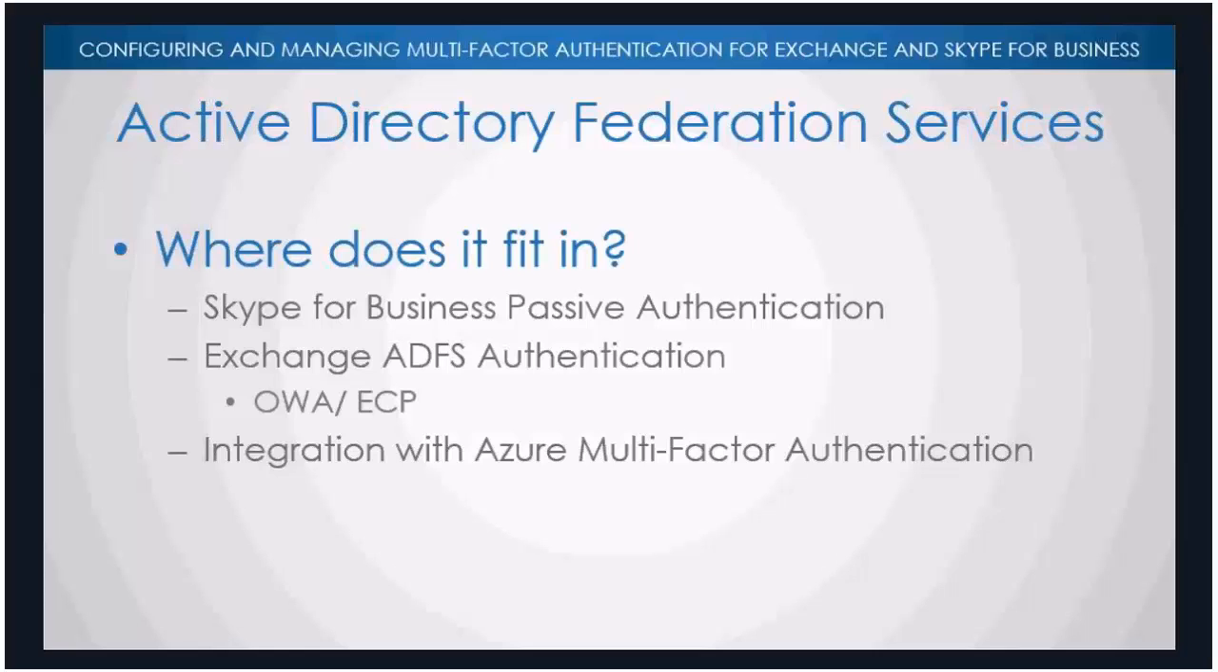What happens is you will configure Exchange and Skype for Business to use passive authentication. When you configure them for passive authentication, you're specifying who your identity provider is, which is ADFS. And then as the request for login comes in from the user, whether they're using OWA or the Skype for Business client, their requests are sent to ADFS.